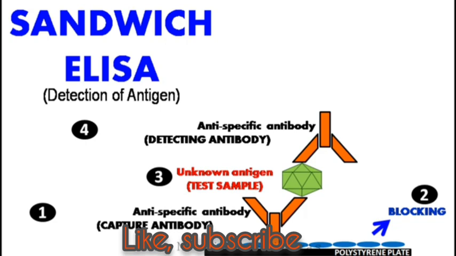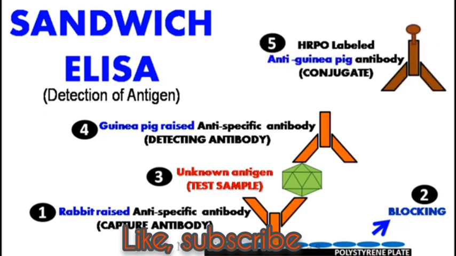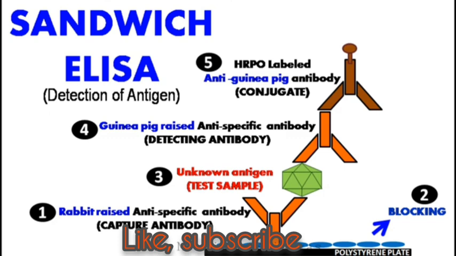The difference between these two primary antibodies is, they are obtained or raised from two different sources. The capture antibody may be raised in rabbit, and the detecting antibody may be raised in guinea pig. So, this additional step further increases the specificity of the test. Then, after incubation and washing, a known HRPO-labeled anti-species antibody is added to bind to this detecting antibody.